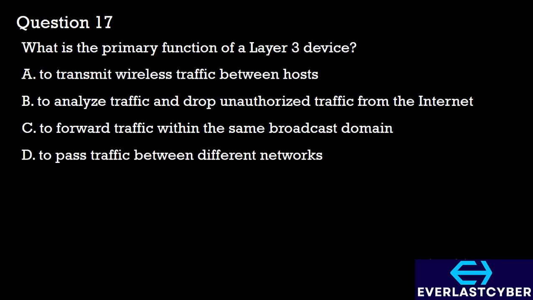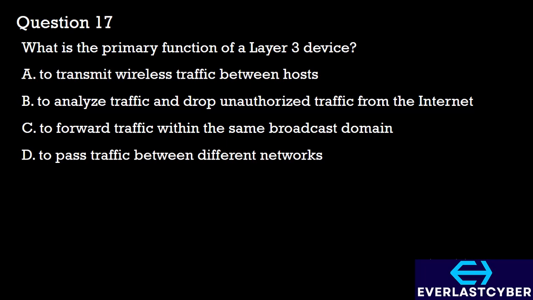In option A, this is the function of a wireless access point, transmitting wireless traffic between hosts. This is not a function of a layer 3 device. In option B, the function here describes a firewall, and this can operate at different levels, so it is not specific to a layer 3 device. In option C, forwarding traffic within the same broadcast domain is a layer 2 function performed by switches, so that's not our answer.